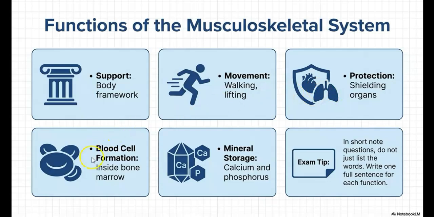Another important function is blood cell formation. Inside some bones, there is a soft tissue called bone marrow, as you already know, I think. This bone marrow produces red blood cells, white blood cells, and platelets, right? Finally, bones store some important minerals such as calcium and phosphorus. These minerals help in keeping bones strong and healthy. So these are the main five functions that you should always remember.